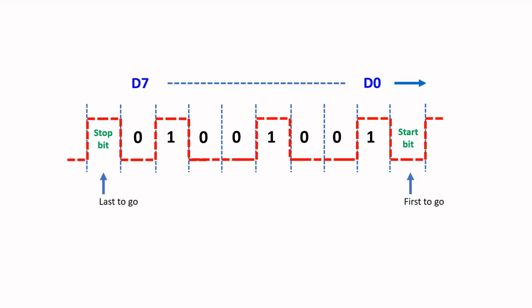In serial transmission, the start bit is sent first. So the start bit will be the first bit to be sent, followed by D0, the least significant bit of the character, then followed on by the rest, and then finally you have D7, and after D7 you have the stop bit. So the stop bit will be the last bit to go.